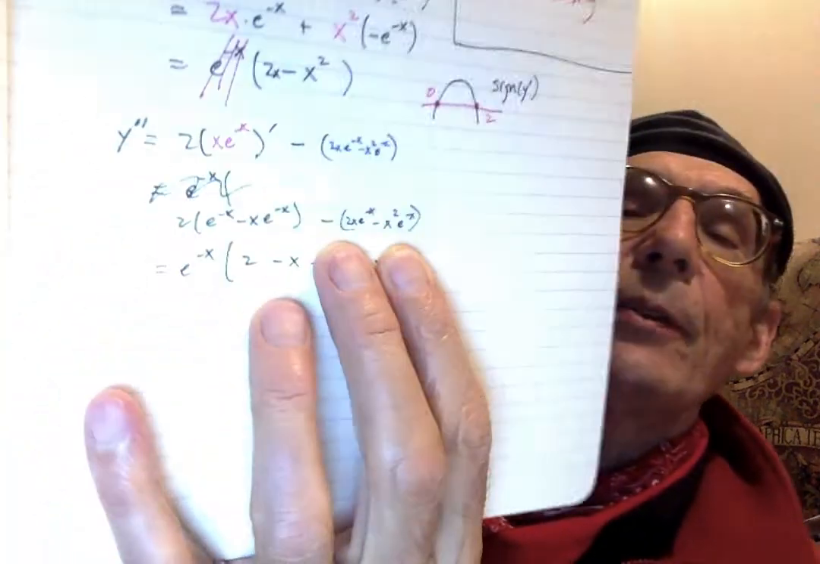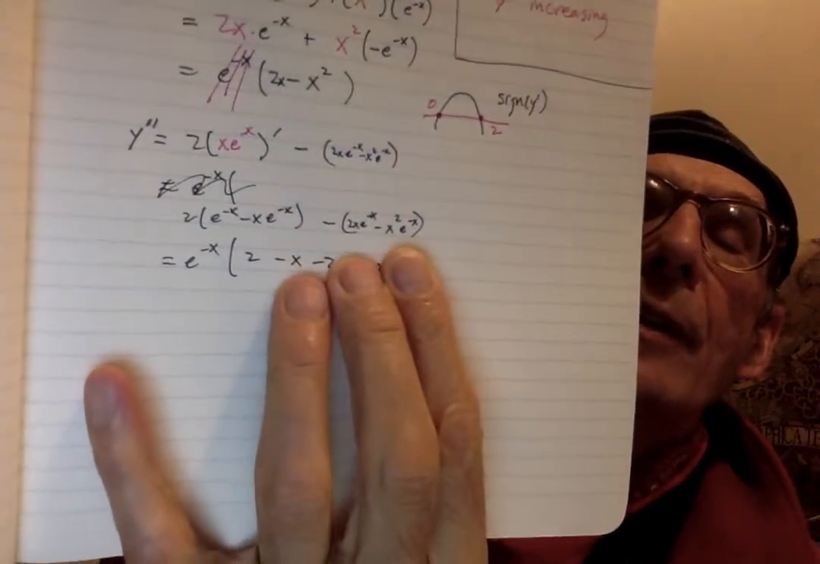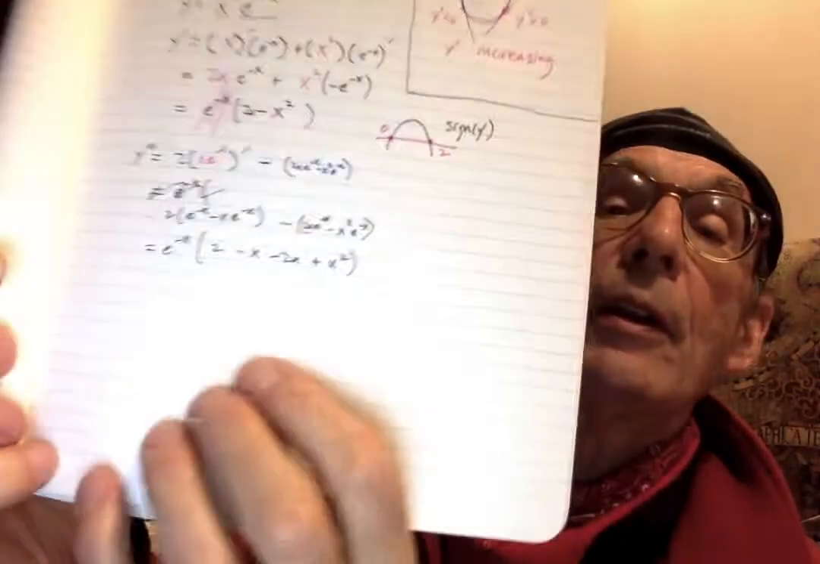Anyway, so now everything has a factor of e to the minus x. And putting things together, we've got 2 minus x minus 2x plus x squared. This is the kind of fancy algebra that you have to do. You've got a minus times a minus, so that's a plus. So you end up with this, and let me just kind of neaten that up a little bit. I've got this e to the minus x, which I'm going to ignore, and then I have 2 minus 3x plus x squared.